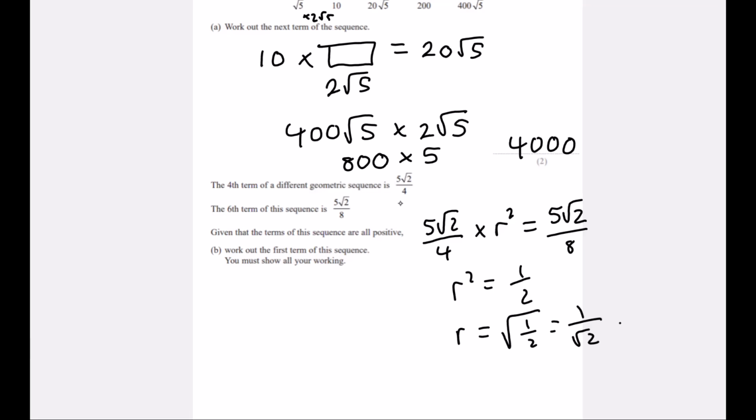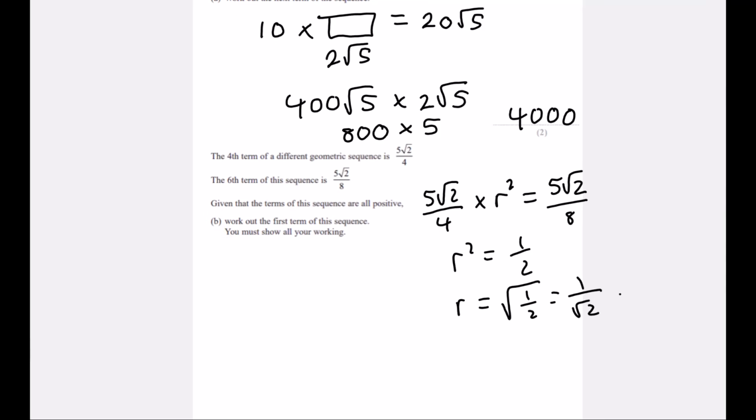So we need to go back 3 times. So we need to divide by, so it's the fourth term, 5 root 2 over 4. So if we go forwards, we times by the common ratio. To go back, we divide by the common ratio. So divide by it once to get the third term, twice to get the second term, 3 times to get the first term. So we want to divide by 1 over square root 2 3 times to get our first term.